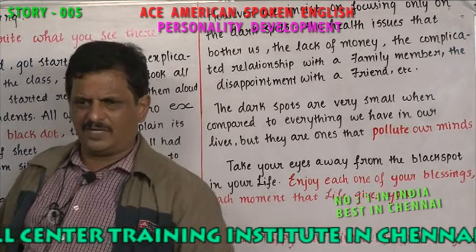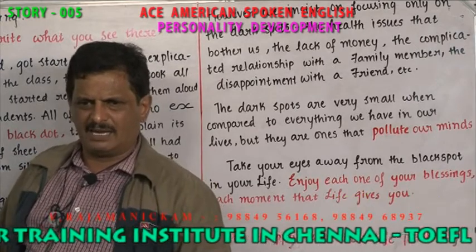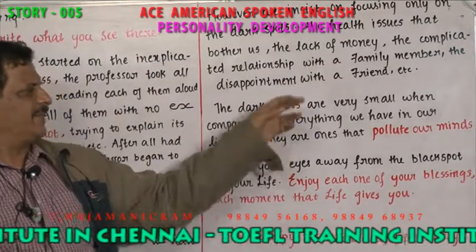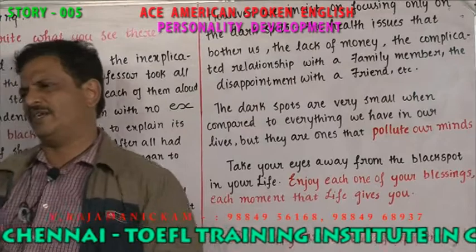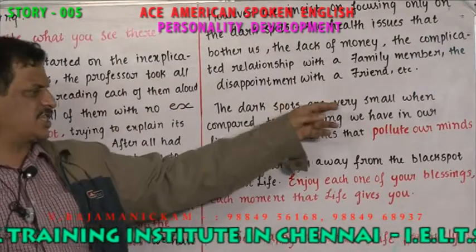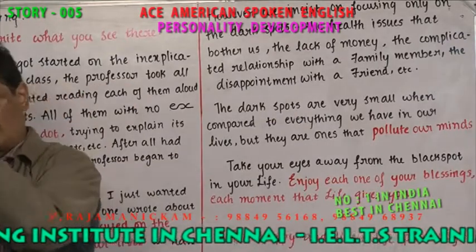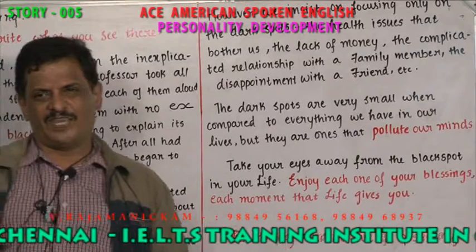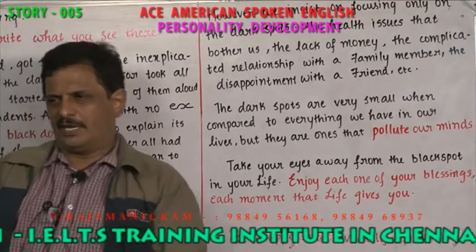Always complaining, always complaining: about money, your health, your relationship with a family member, the disappointment with a friend. Oh, my friend has cheated me. She has not spoken. So here, the dark spots are very, very small when compared to everything we have. What do we have? We have a good heart.